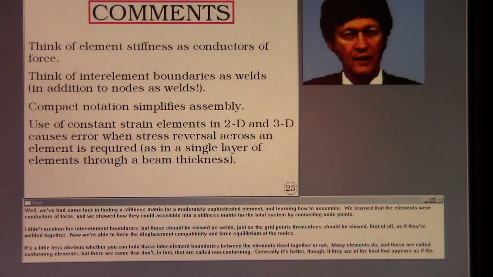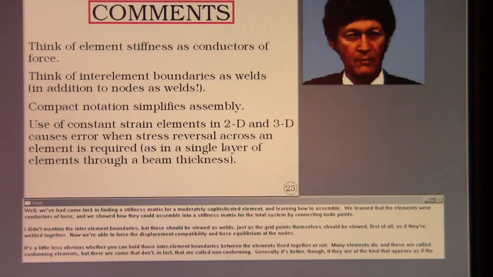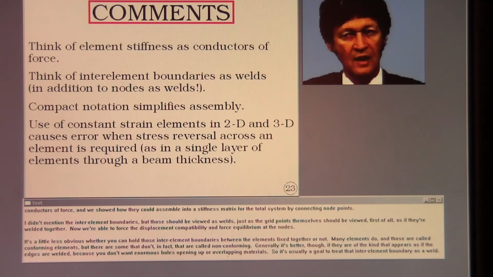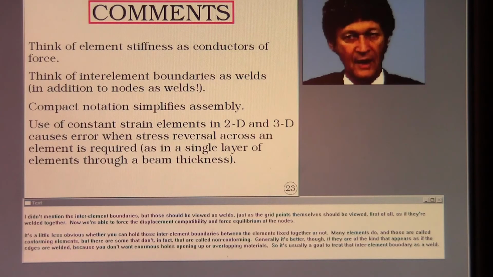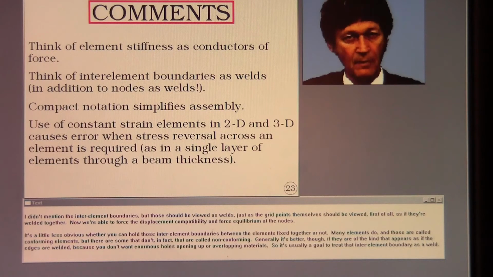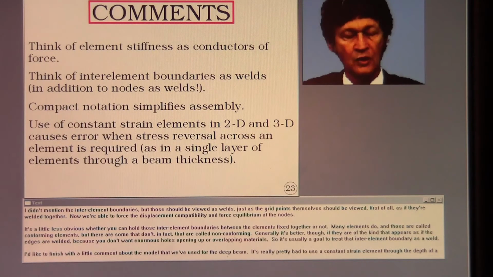Well, we've had some luck in finding a stiffness matrix for a moderately sophisticated element and learning how to assemble. We learned that the elements were conductors of force, and we showed how they could assemble into a stiffness matrix for the total system by connecting node points. I didn't mention the inter-element boundaries, but those should be viewed as welds, just as the grid points themselves should be viewed, first of all, as if they're welded together.